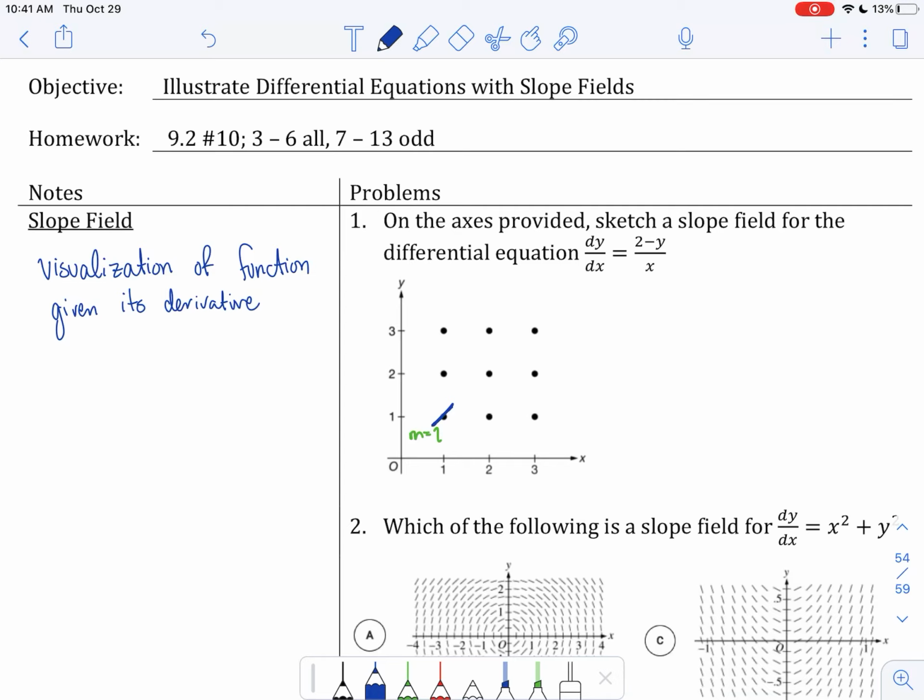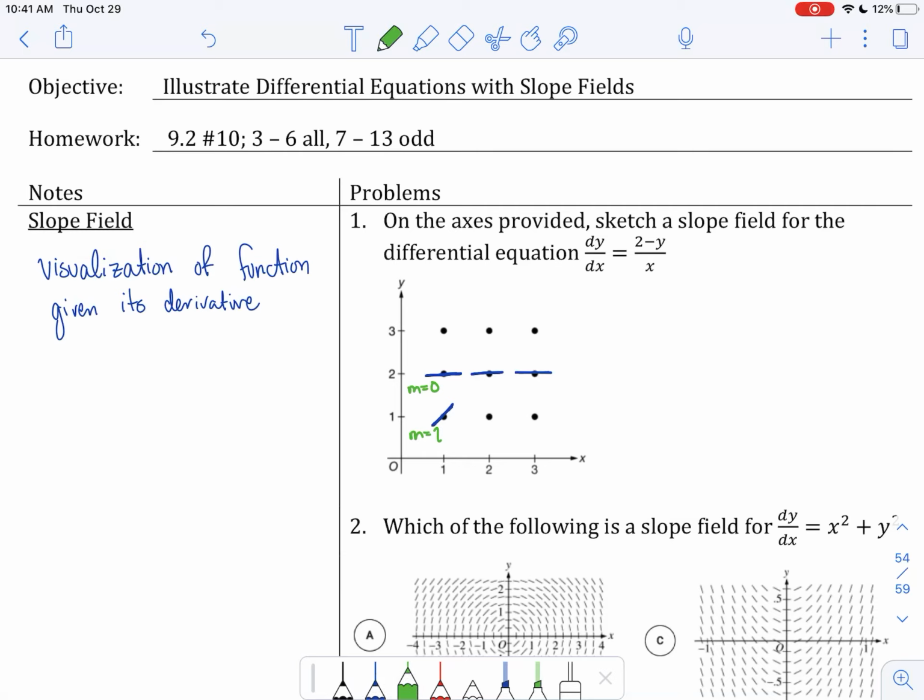The next question becomes, okay, well, what if it didn't pass through (1, 1)? What if it passed through (1, 2) directly above it? Well, that would be 2 minus 2 over 1. So this one would have a slope of 0 when you plug it into the differential equation. So if the function went through the point (1, 2), it would look like this. It would be completely flat. And actually that's true for all of the values of y equals 2. So you can sketch that in right away.